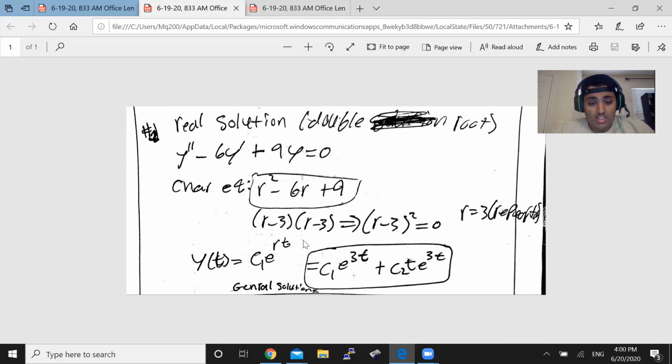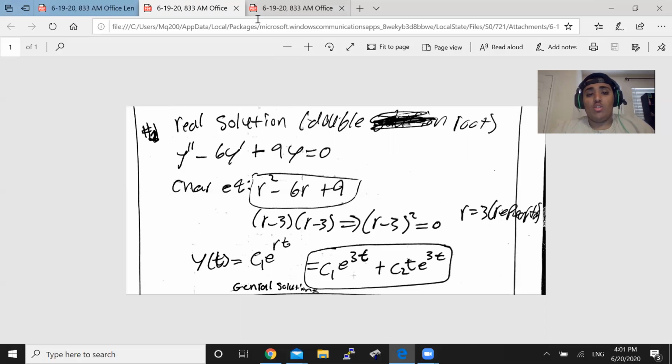So in the general solution we put c1 e to the power of 3t. But since it's repeated, we add another term, c2 t e to the power of 3t. We have to add a t because it's repeated. That's how the general solution looks.